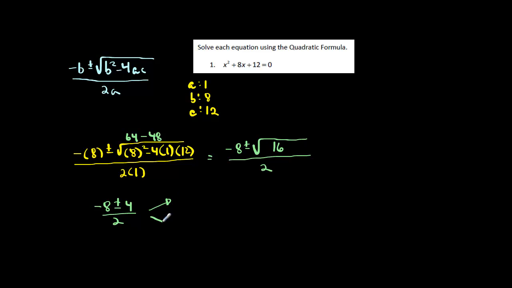It's going to give us two solutions. Negative 8 plus 4 is negative 4. Negative 4 divided by 2 is negative 2. Negative 8 minus 4 is negative 12. Negative 12 divided by 2 is negative 6. So we have negative 6 and negative 2 as our solution.